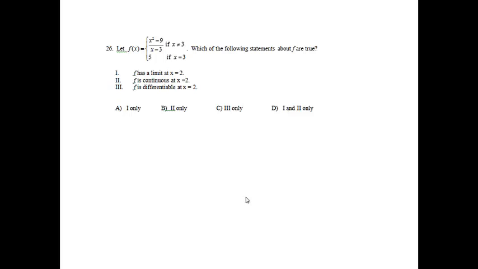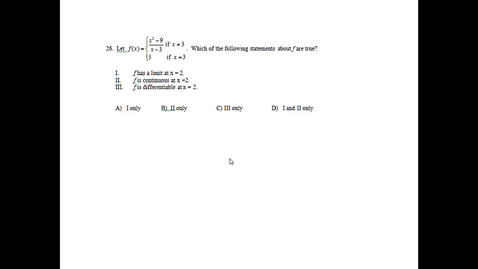Number 26, let f of x equal x squared minus 9 over x minus 3 if x doesn't equal 3, and f of x will equal 5 if x does equal 3. And it says, which of the following statements about f are true? Before I do anything, I think it's going to be helpful if we have a picture of what this looks like, because it's going to make the answer make more sense.